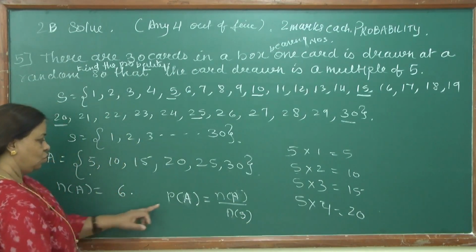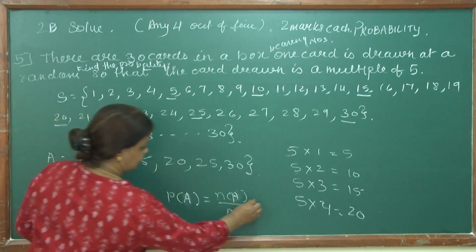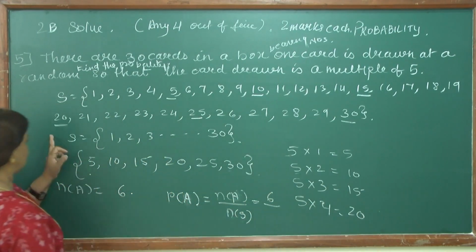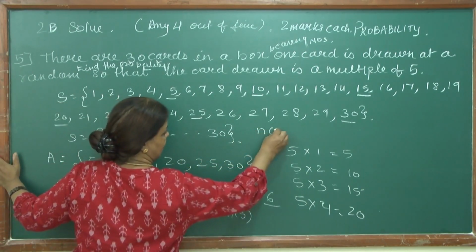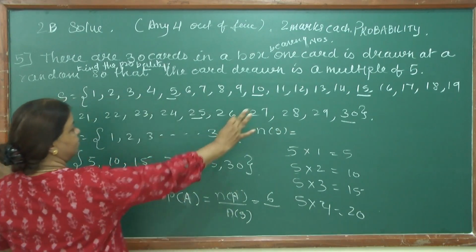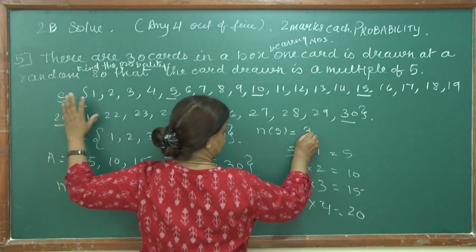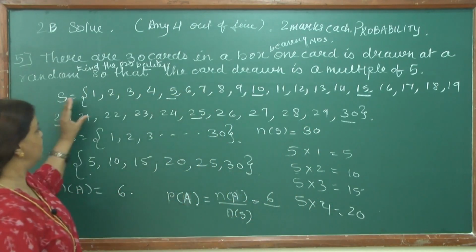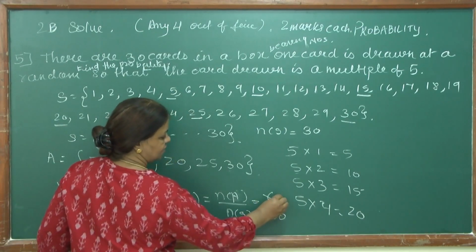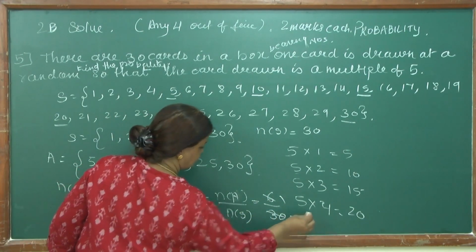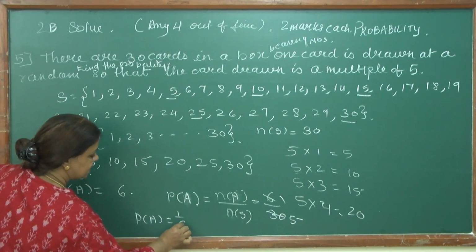Clear? So probability is N of A upon N of S. N of A is what? 6. N of S is what? N of S means the total number of elements in the sample space. What are they? 30. Total number of elements is 30, so I will write 30 here. 6 ones are 6, 6 fives are 30. So probability of A is equal to 1 upon 5.